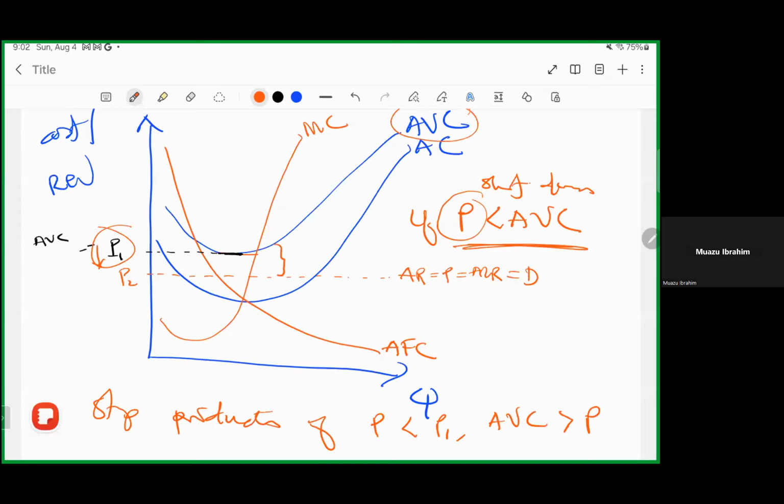So the shutdown rule is: firms should stop production and leave the market if the price that they are getting is less than the average variable cost. Any question?